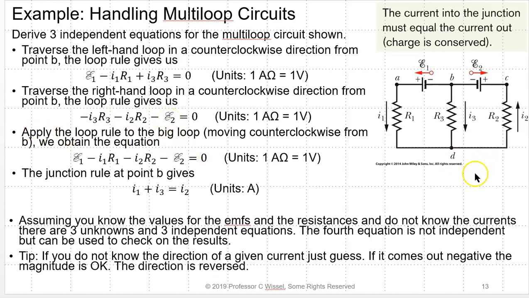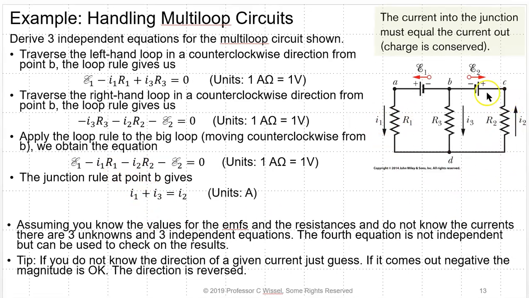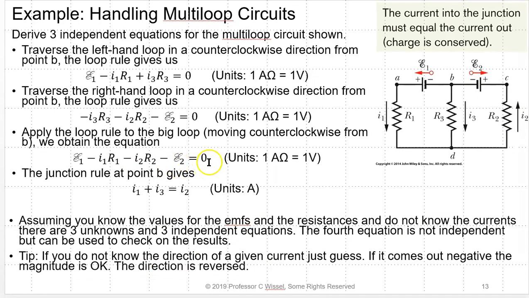Now I'm going to apply the loop rule to the big loop. I'm going to move counterclockwise from point B. I go from the negative to the positive terminal through E1, so that's positive E1. I go with the current down the waterfall through R1, so that's minus I1 R1. I go with the current down the waterfall through R2, so that's minus I2 R2. I go from the positive to the negative plate through E2, so that's minus E2. That equals 0. Check the units. 1 amp ohm, 1 volt. Probably got it right.